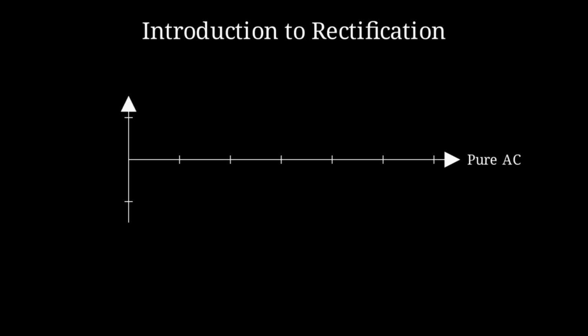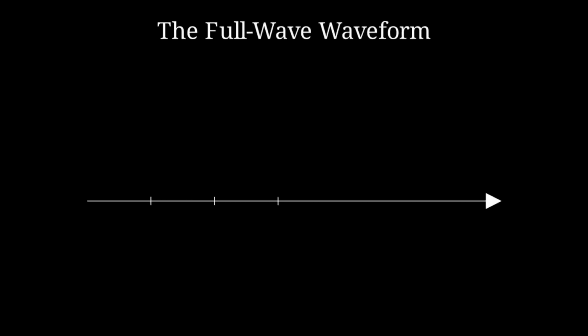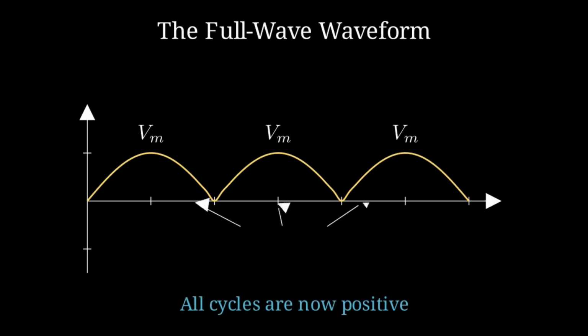In power electronics, we often need to convert alternating current into a form that can be used for DC applications. While pure AC averages to zero over a full cycle, rectification changes the game by flipping the negative half-cycle upward. A full-wave rectifier ensures that current flows in the same direction during both halves of the AC cycle. This creates a pulsating DC waveform where the polarity is constant, but the magnitude still varies with time.